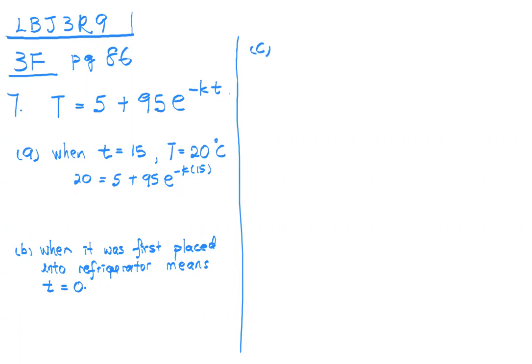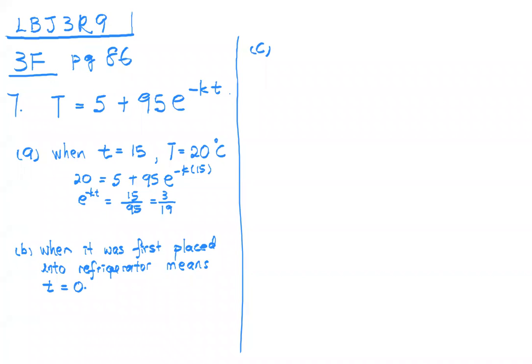So 20 minus 5 will be 15. So I will have my e to the power of negative KT equal to 15 divided by 95. So I simplify, that is 3 over, is it 3 over something? 20 minus 5 is 15, 15 divided by 95. So it's 19. Correct?